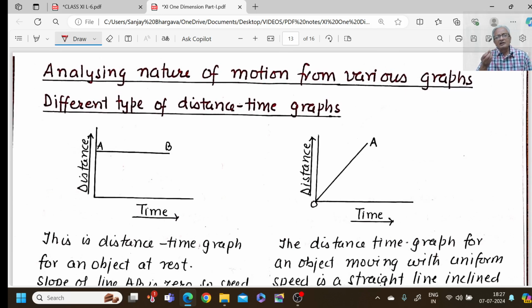Now we pick up various types of graphs. Sometimes we are asked to analyze the nature of motion by looking at the graph. So we may have a distance time graph, a displacement time graph, a speed time graph, or a velocity time graph. On the basis of these graphs, we need to draw some information just by looking at the shape of the graph.